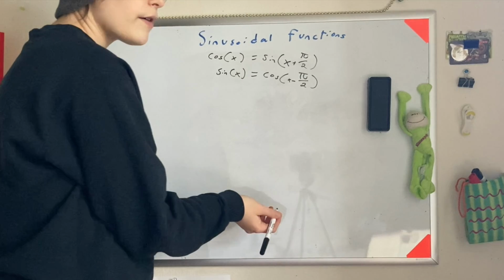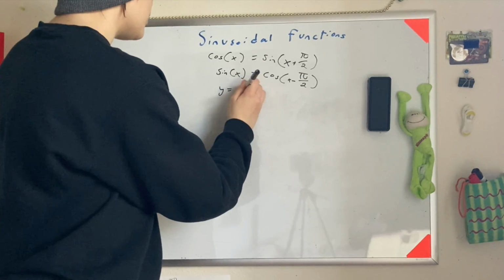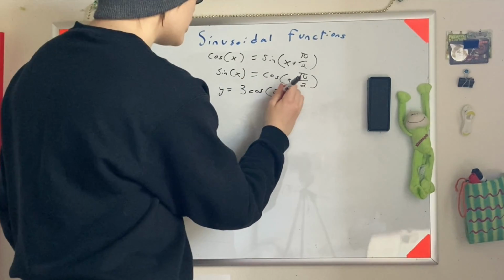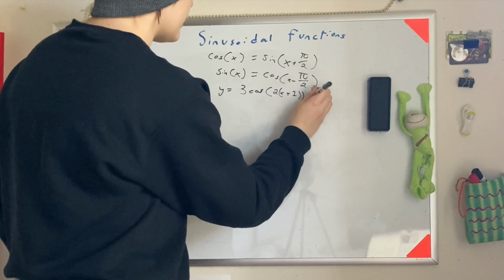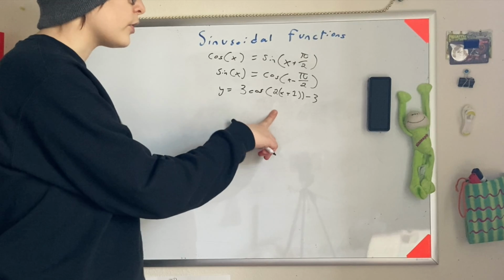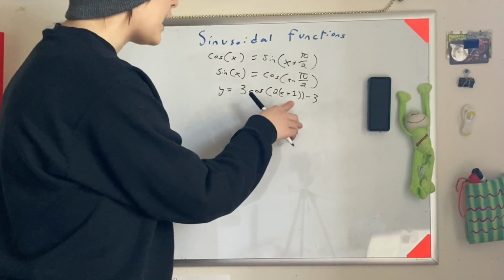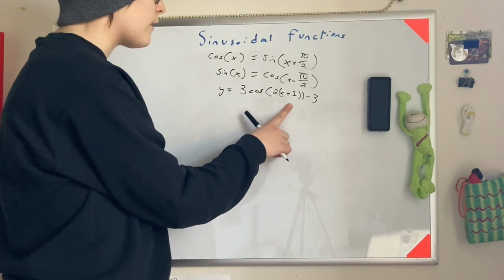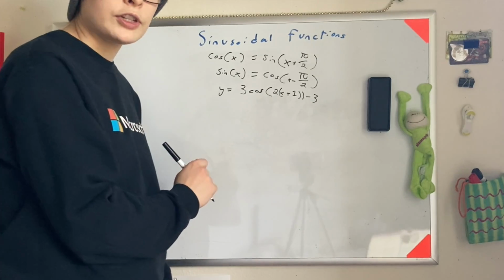Now let's have the example of, say, y equals 3 cosine of 2 times x plus 1, minus 3. So here we have our amplitude is 3. Our period is going to be 2 pi over 2, or pi. We have a horizontal translation of left 1, and we have a vertical translation of down 3.